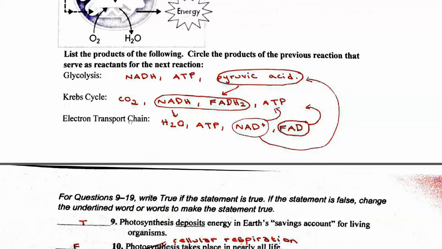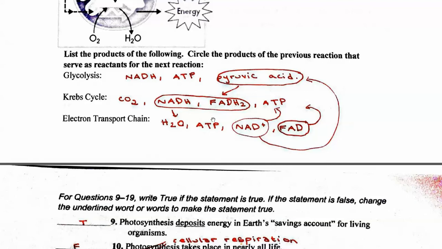For the electron transport chain, your products are ATP and H2O, which are the most obvious. And then since NADH is going in and delivering electrons, NAD plus is going to be made, and FAD is going to be made as well. These guys are important because NAD plus and FAD are then going to be taken back, and they're the ones that collect electrons from glycolysis and the Krebs cycle. These guys are necessary in order for these guys to be made.